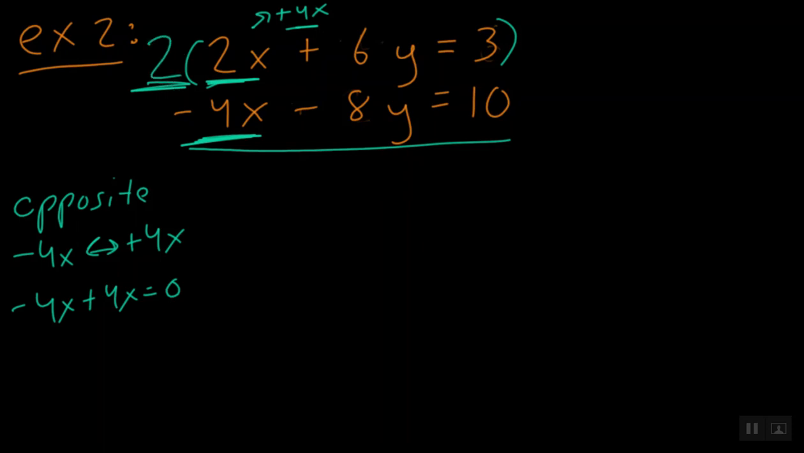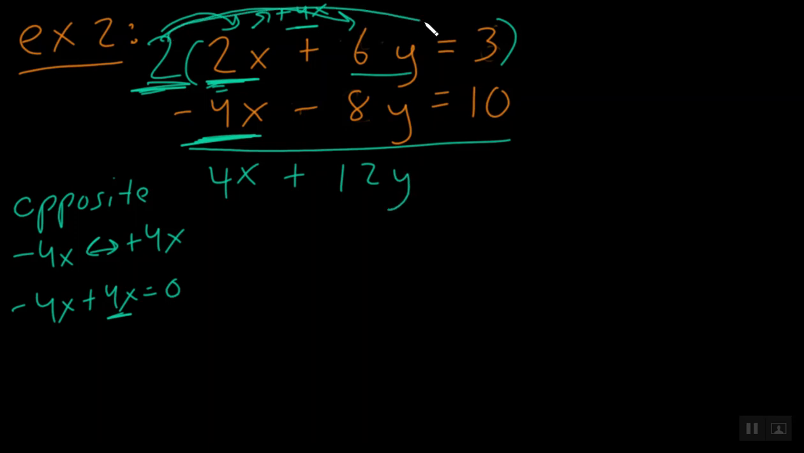Okay. And what happens when I multiply 2 times 2x? Well, 2 times 2x is positive 4x. Hey, that's cool. That's what we were looking for. But if I multiply the 2x, I actually have to multiply everything else in that row. So 2 times 6y is going to be 12y. And 2 times 3, I even multiply on the other side. 2 times 3 is 6.